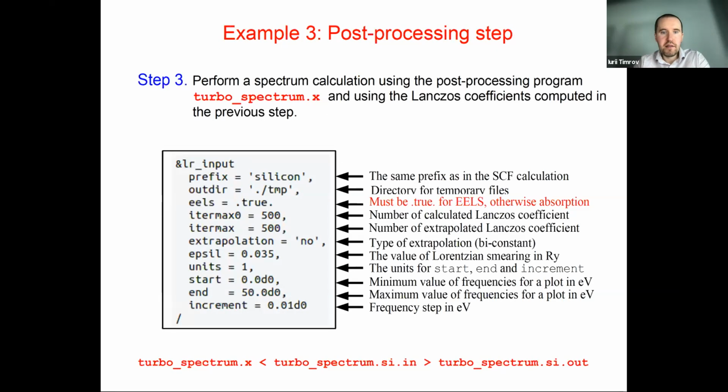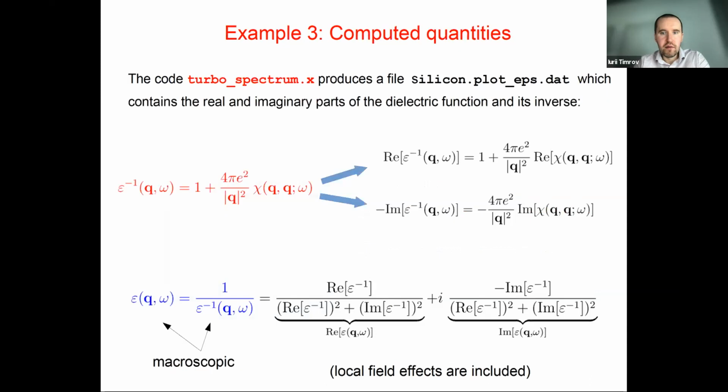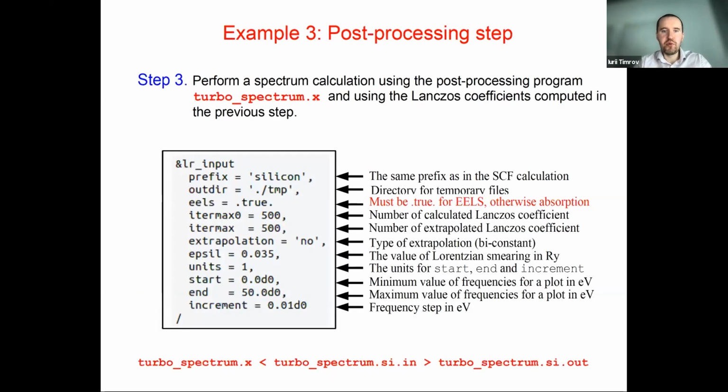Okay, and this is the third step. Let me describe the third step and then we do the calculation. The third step is the post-processing step using the turbo_spectrum.x program, which Oscar already discussed before. We have, as usual, prefix and output directory. We need to activate the keyword eels equals true to tell this program that we are now using turbo_eels code, not turbo_Lanczos. So the code will be aware that we are using EELS spectroscopy, and it will read the temporary files properly.